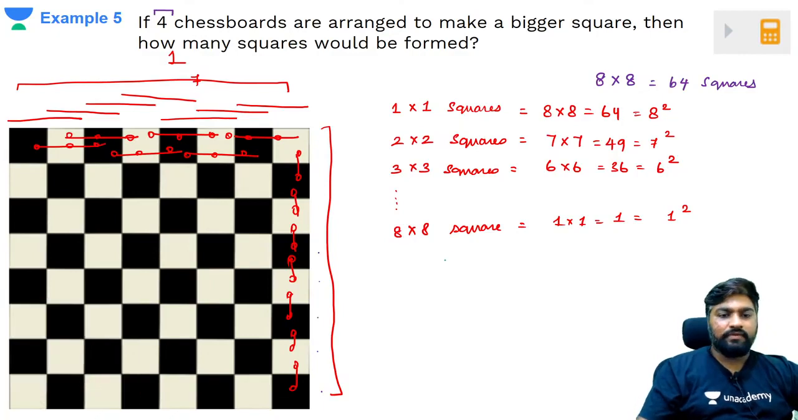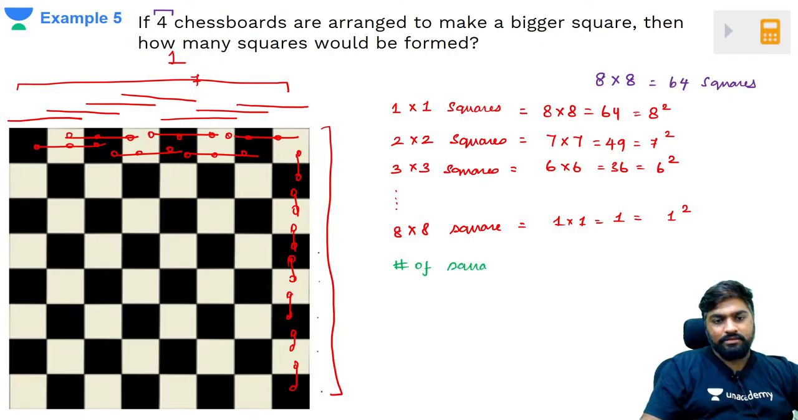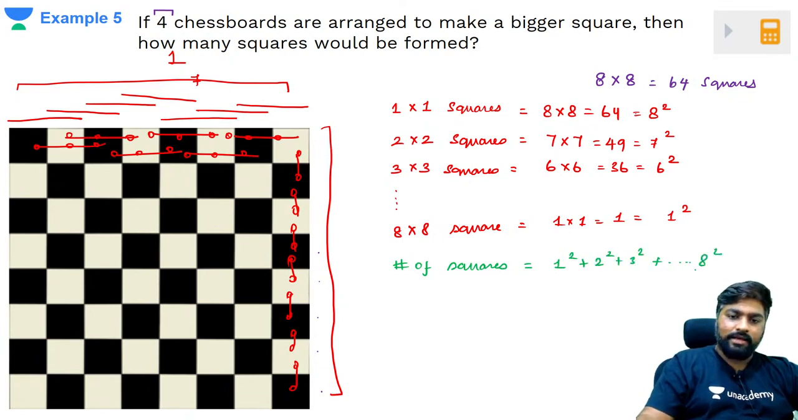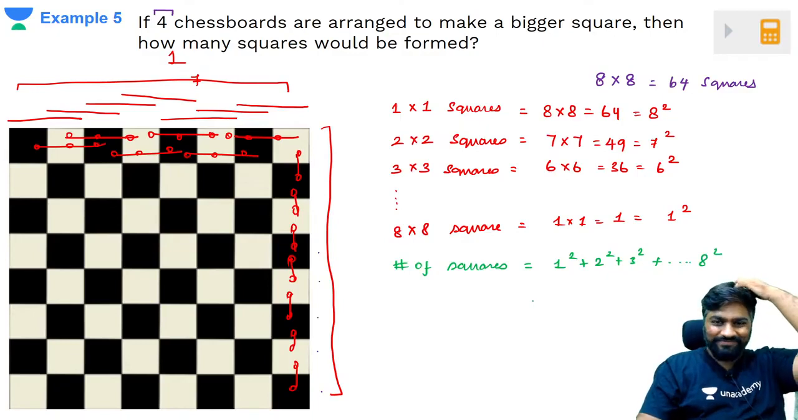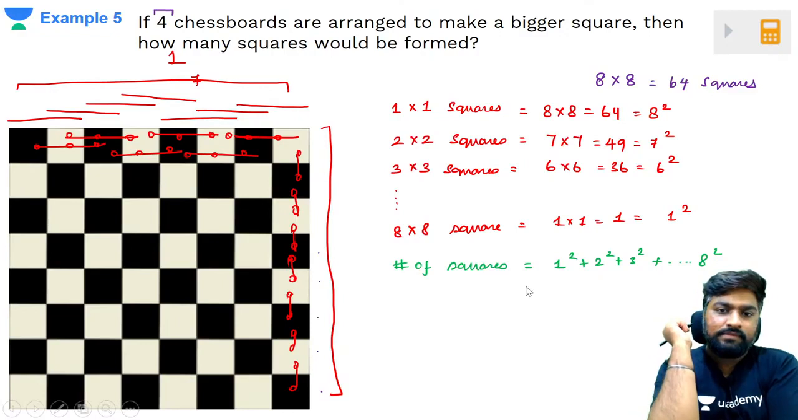Technically, total number of squares. Total number of squares would basically be what? 1 square plus 2 square plus 3 square all the way till 8 square. Does this make sense to you all? Everybody?